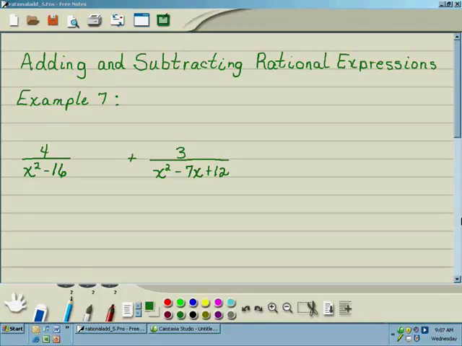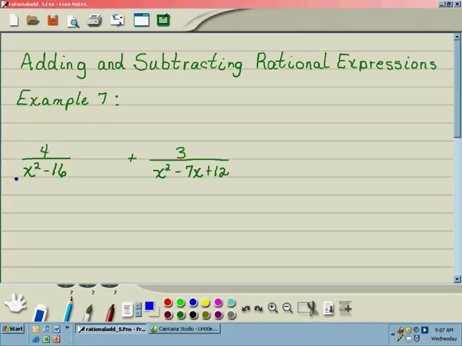Adding and subtracting rational expressions. Example 7. 4 over x squared minus 16 plus 3 over x squared minus 7x plus 12. Notice that these fractions do not have like denominators, so our first step will be to factor the denominators.